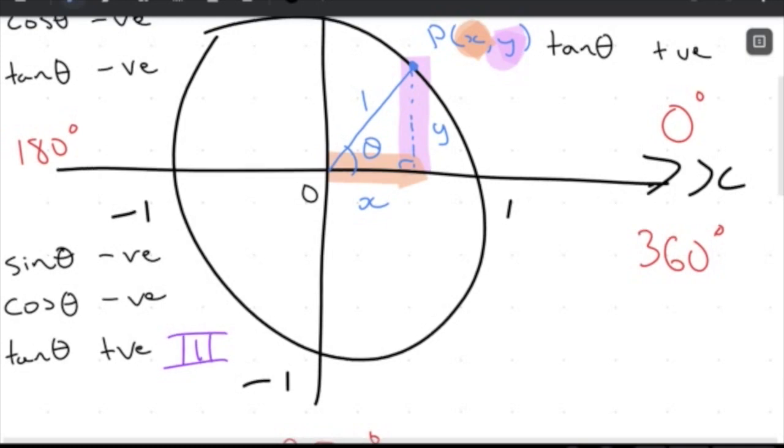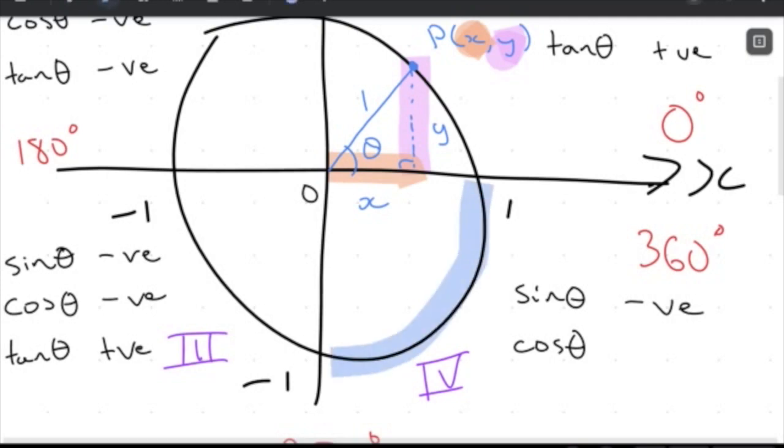And last but not least, we move to quadrant 4 here. And we can see that my sine theta, my y, I'm looking at the negative values of y because I am below the origin here. I'm below the x-axis, so my y values are negative. So sine theta is going to be negative. Cos theta, however, now we've moved back into the positive x values. So cos theta here is going to be positive.